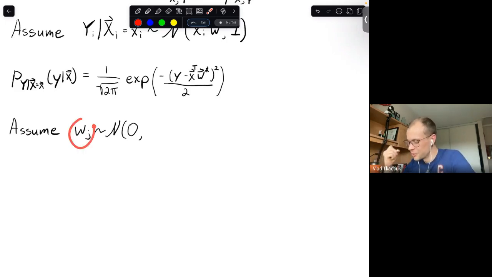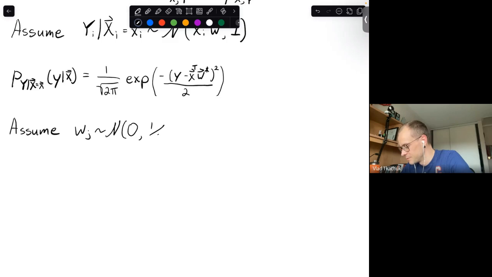So you have these weights, you assume their mean is 0, but what you're going to be interested in is picking what the variance should be. Okay, and you're going to assume that the variance is this 1 over lambda squared business here.